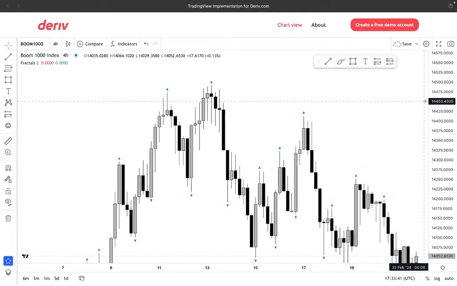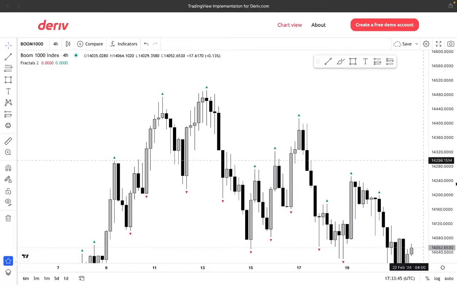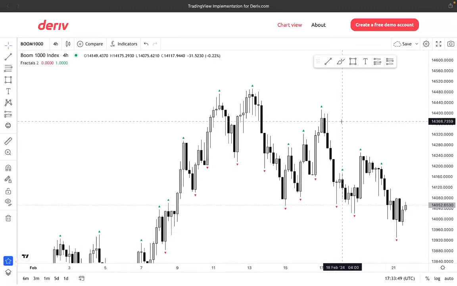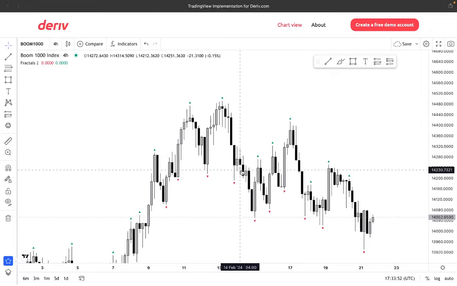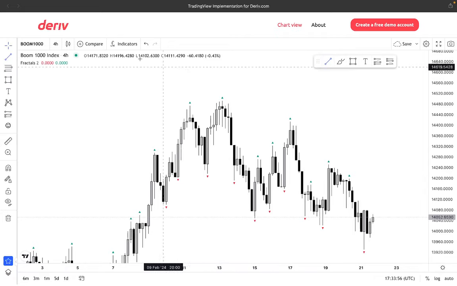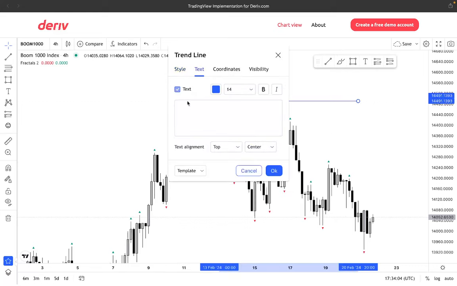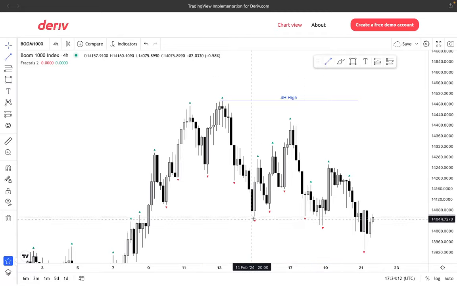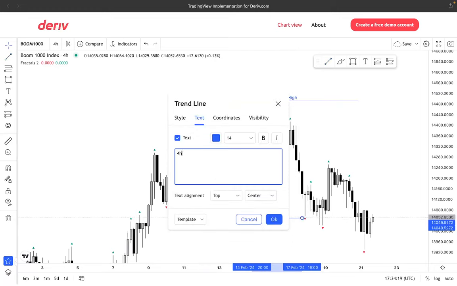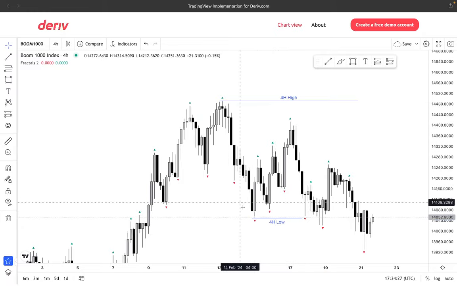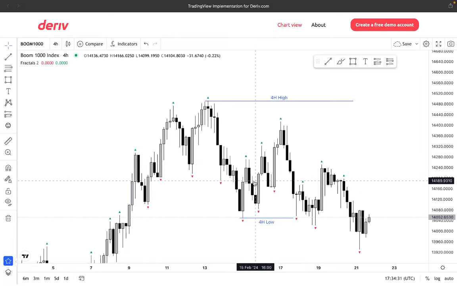So now, let's quickly use this as an example. This is a really good example. If I wanted to trade this market structure, because we are in a boom market, where's the high on the higher time frame? It's here. Let's quickly mark that out. So it will be the 4-hour high. And then in this big impulse move, this would be the 4-hour low. Let's just put it at the bottom. So everything inside, as we just explained, is going to be internal highs and lows, internal market structure.